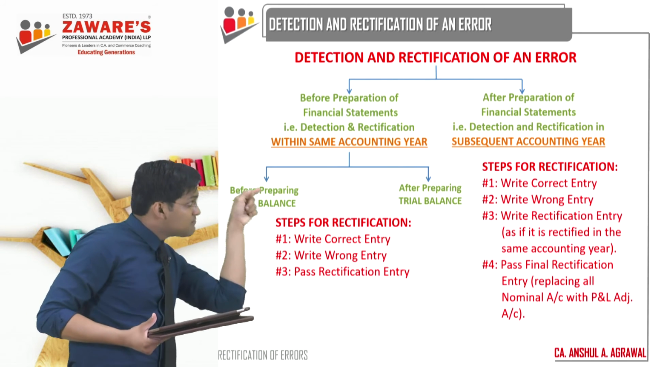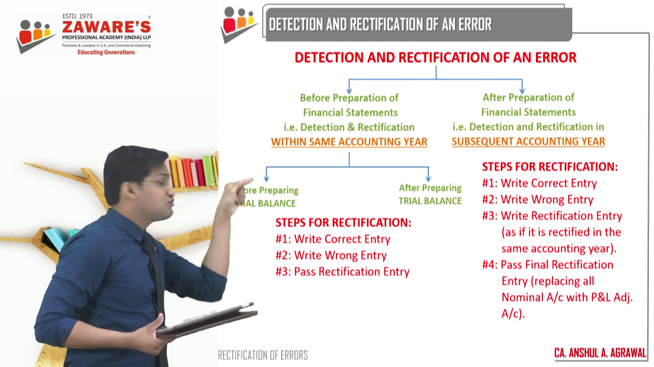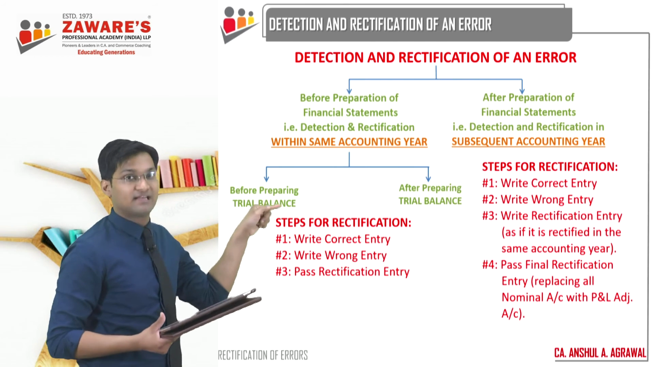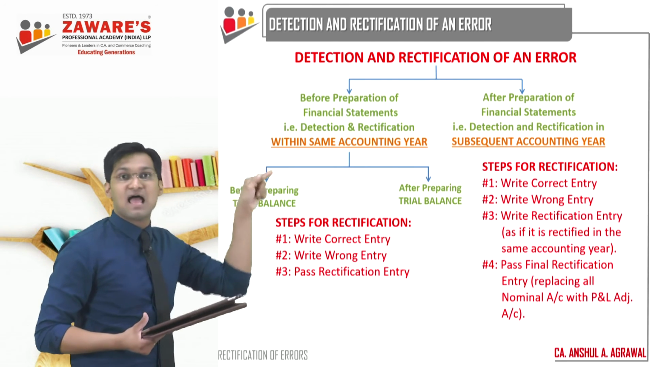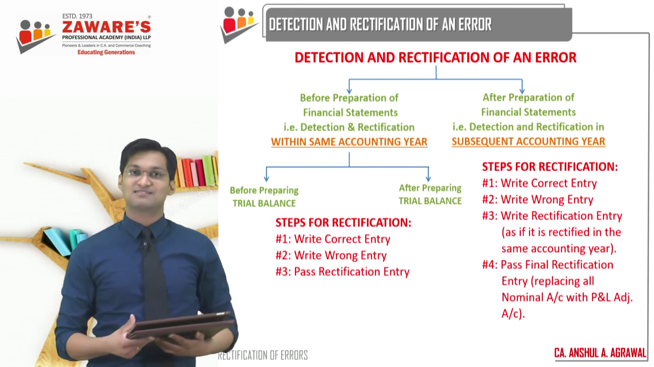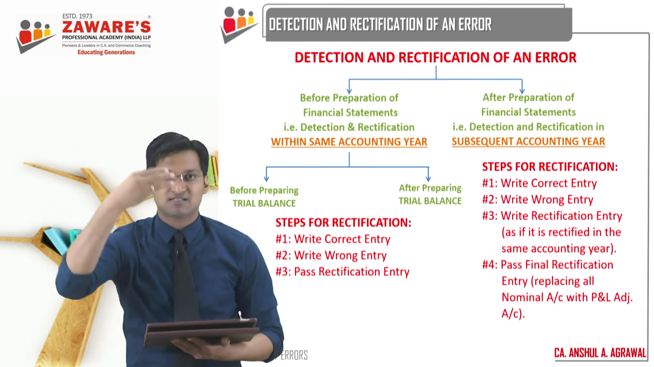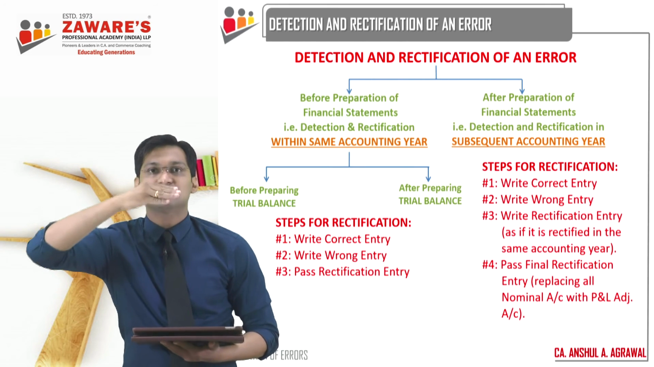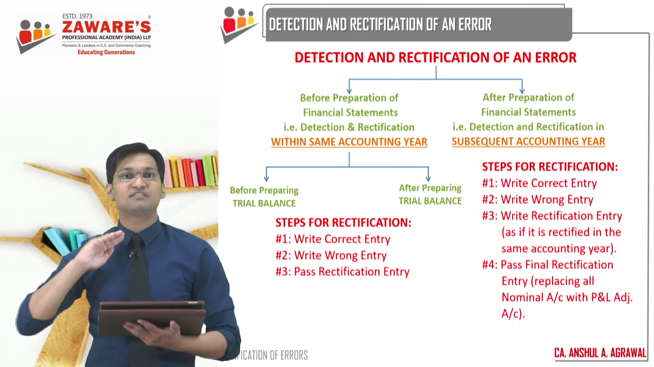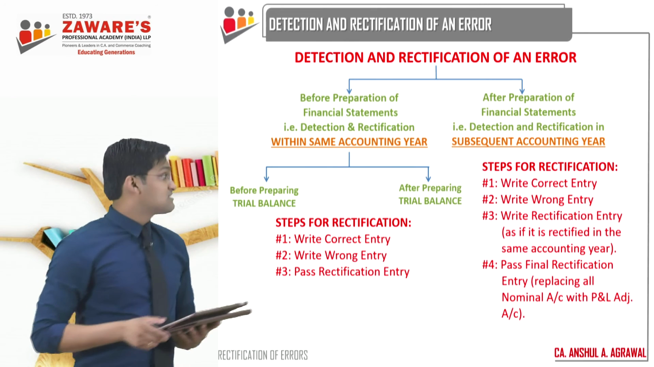Step number 3 में जो आपने rectification entry पास की है, you have to replace the nominal account in that rectification entry with the profit and loss adjustment account. Are you understanding? That means this rectification entry passed in step number 3 will get translated. Only nominal accounts will get translated to which account? Profit and loss adjustment account. That is how you have to do.